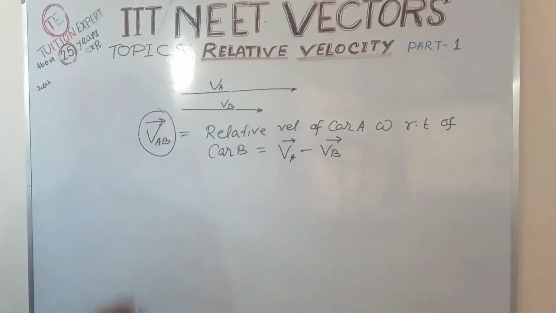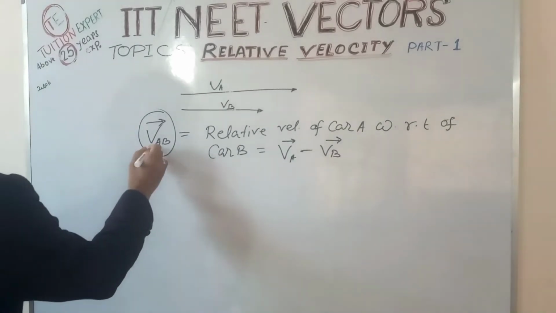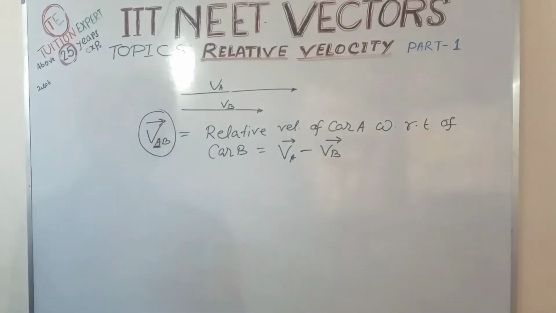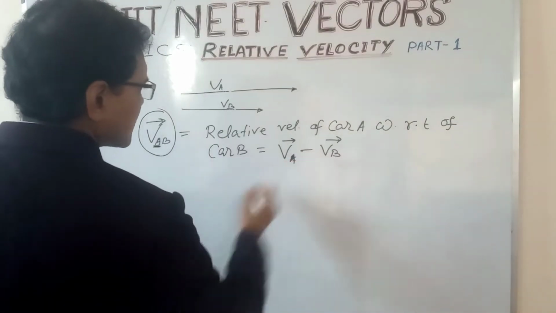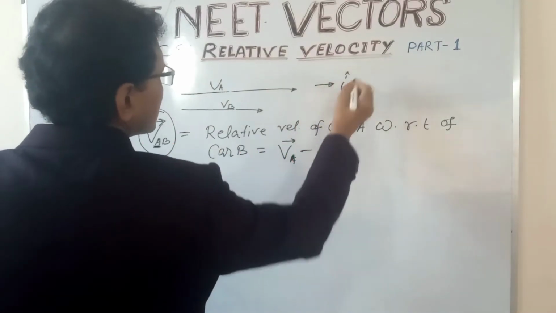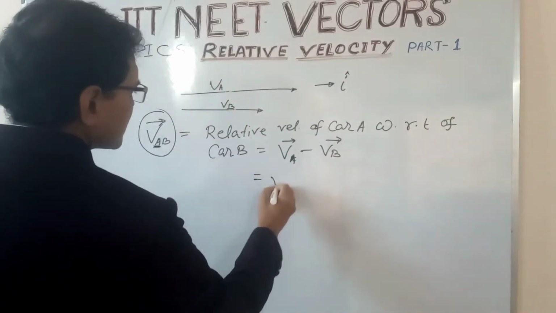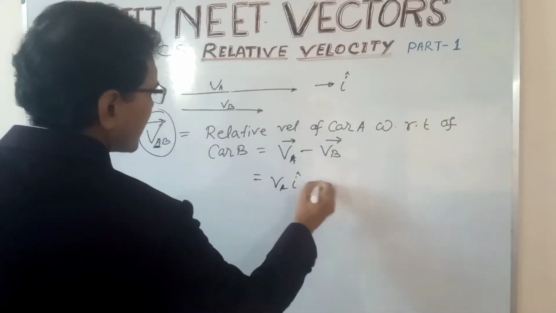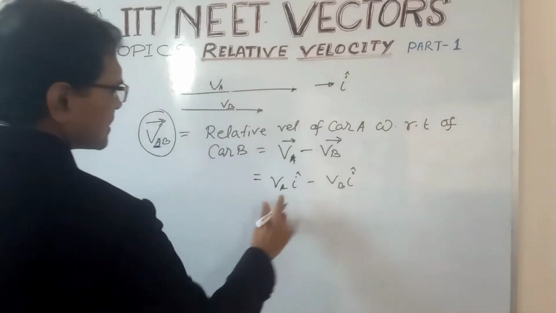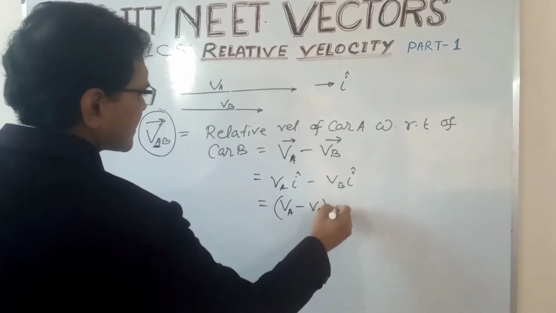We study VAB as the relative velocity of car A first, car A with respect to B, the second term being the one with respect to. So this is called VA minus VB. This is the definition. Now suppose the direction along this is i and the magnitude of VA is VA. So this is written as VA i minus VB i. It is a vector quantity, so this is (VA minus VB) i.